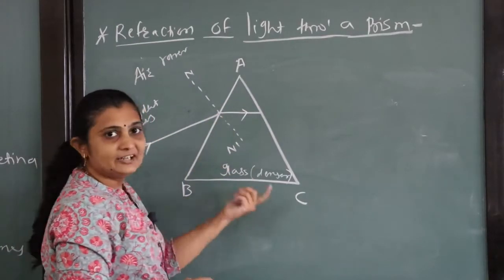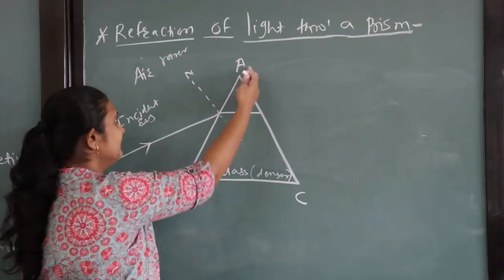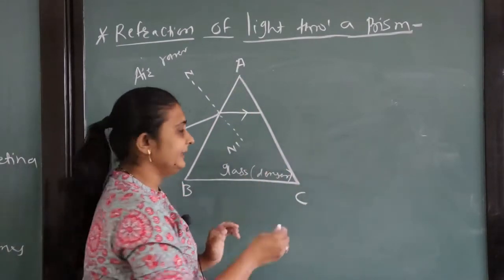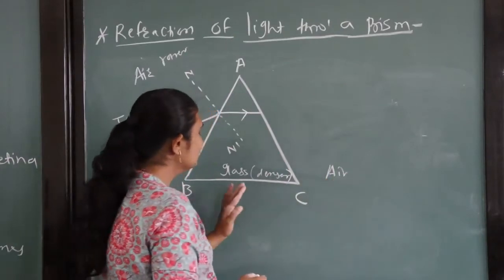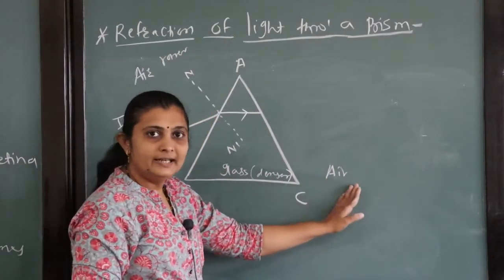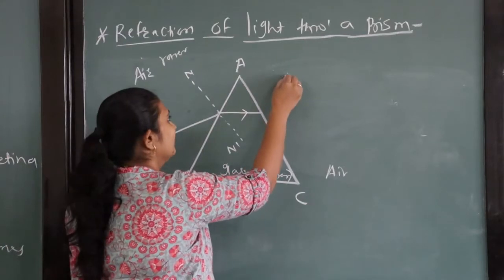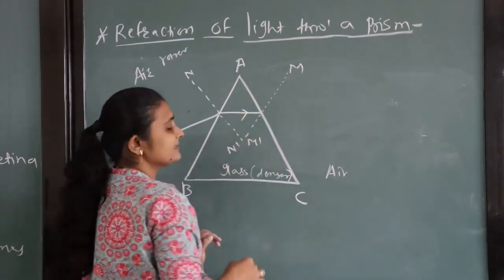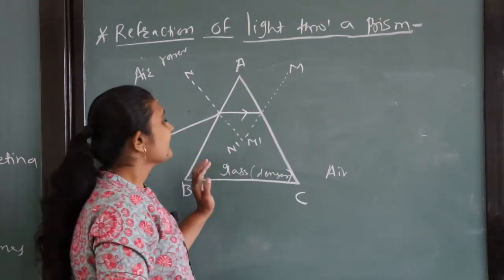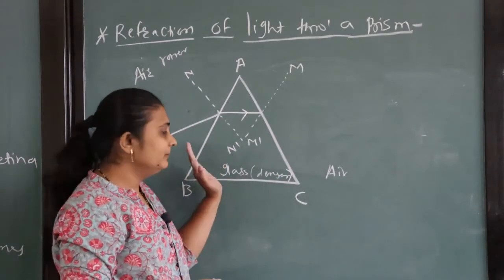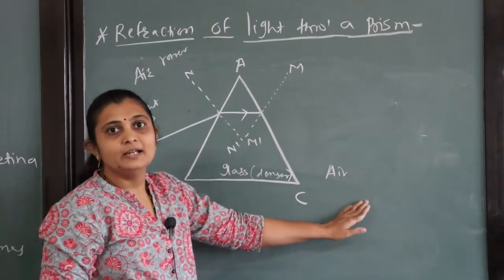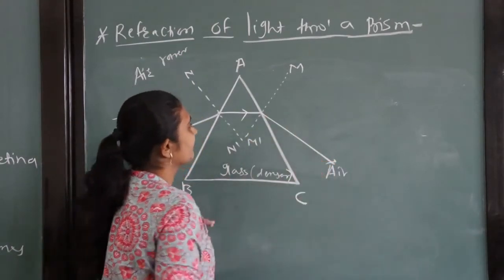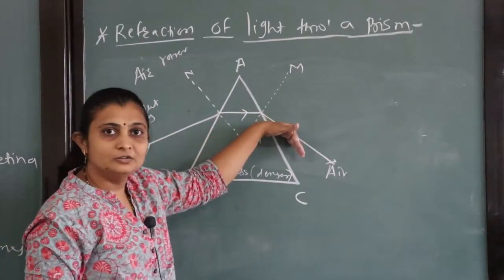Again, second refraction, this is the first refraction at side AB. Now, again glass medium to air medium. Light rays move from glass medium to air medium. Again we have to draw a normal, M' is a normal. Now, when light rays move from denser medium to rarer medium, they go away from the normal.